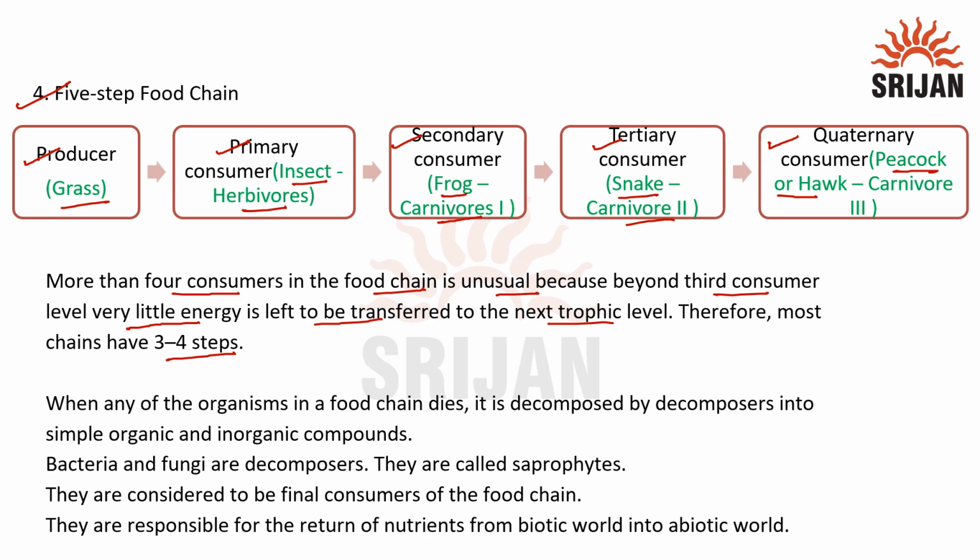When any organism in the food chain dies, it is decomposed by decomposers into simple organic and inorganic compounds. These decomposers are bacteria and fungus, and they are called saprophytes. They are considered to be the final consumers of the food chain, and they are responsible for the return of nutrients from the biotic world to the abiotic world.